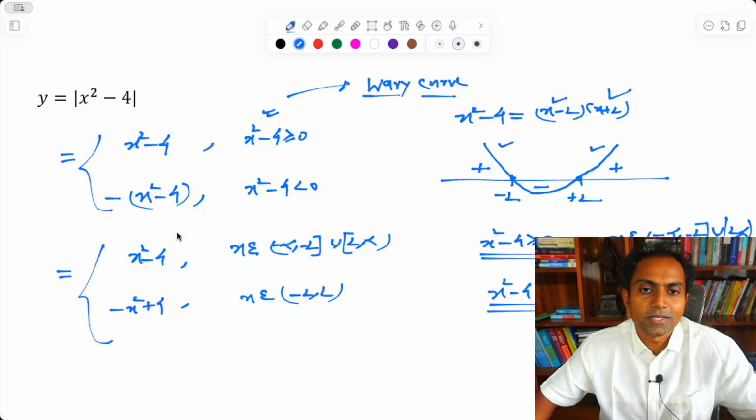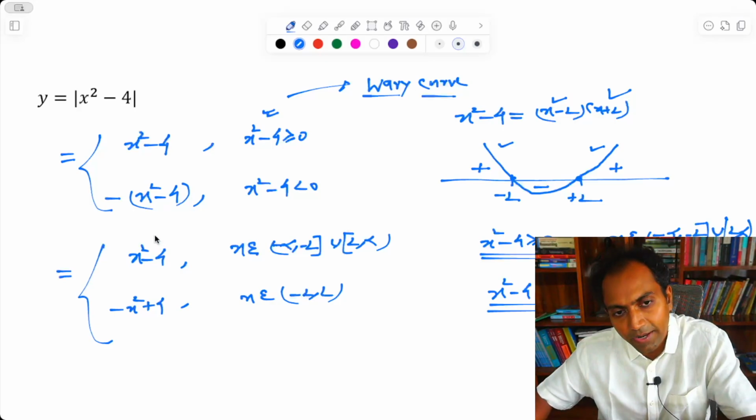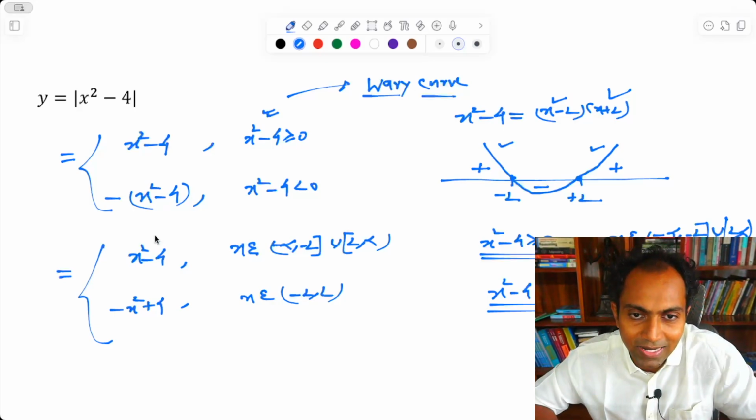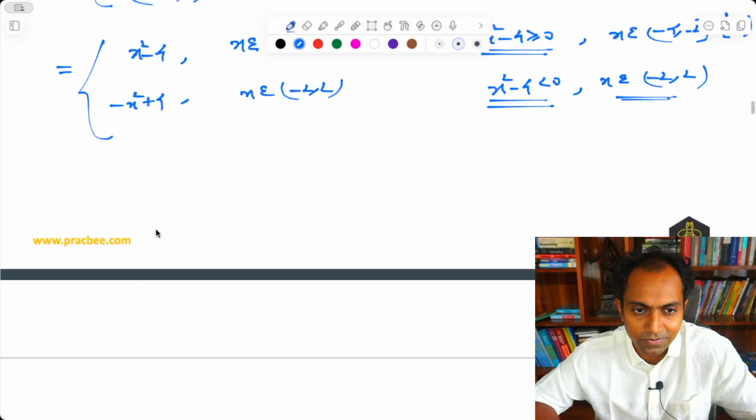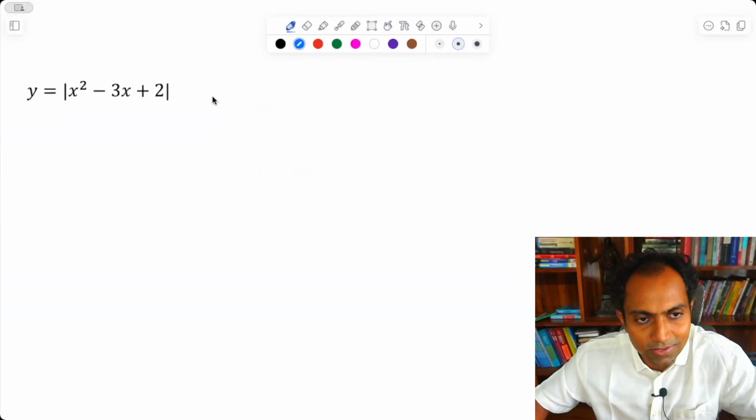If it is a more complex function, then your inequalities will become that much more complicated. But if you are comfortable with solving inequalities, largely you should not face any issue. Now I hope you will be able to solve this question. Let me write the answer to this question.